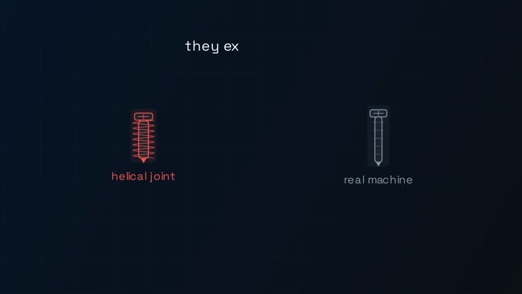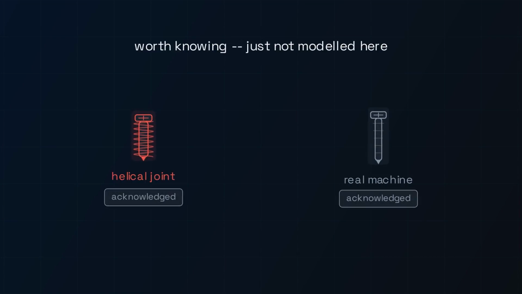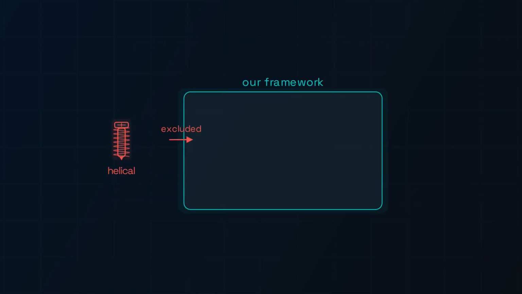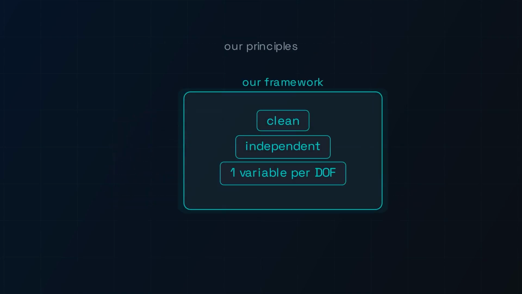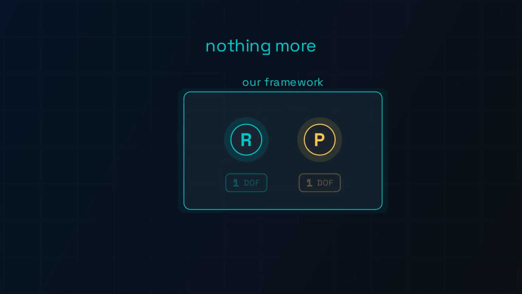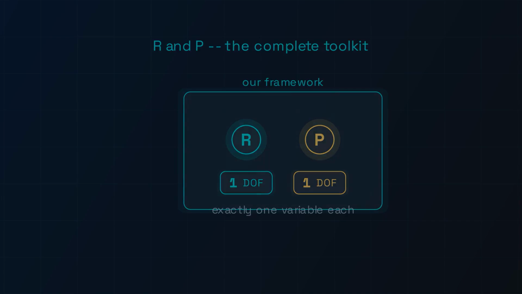They exist and they're important in real machines, so it's definitely worth knowing what they are. But the constraint that ties rotation to translation puts them outside the framework that we're building here, which is clean, independent joint variables, one per degree of freedom, and nothing more.